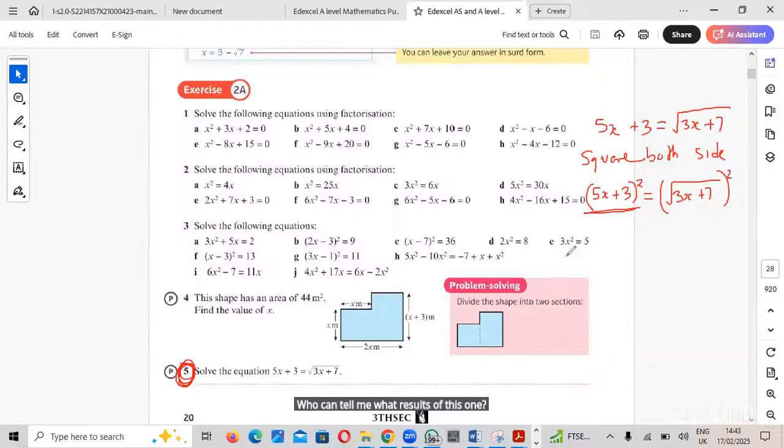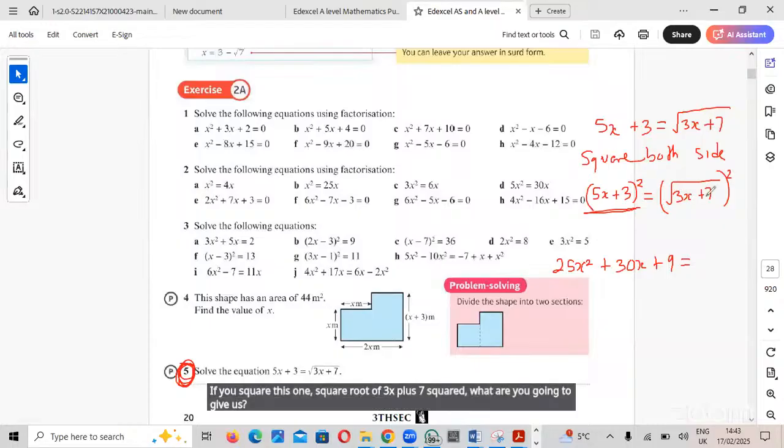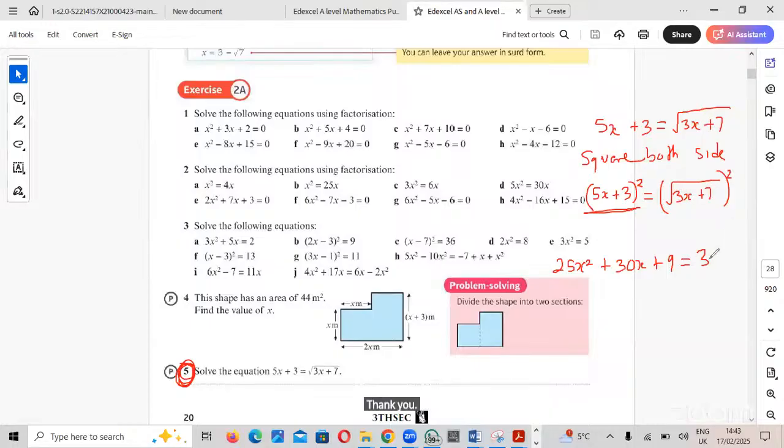Nobody? 25x squared. All right, 25x squared, plus 30x, plus 9. If you square this one, the square root of 3x plus 7 squared, what are you going to give us? 3x plus 7. Thank you. 3x plus 7.